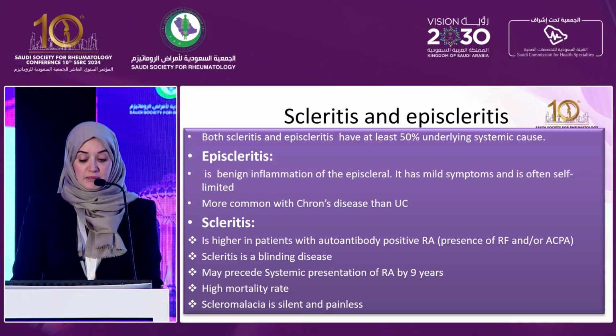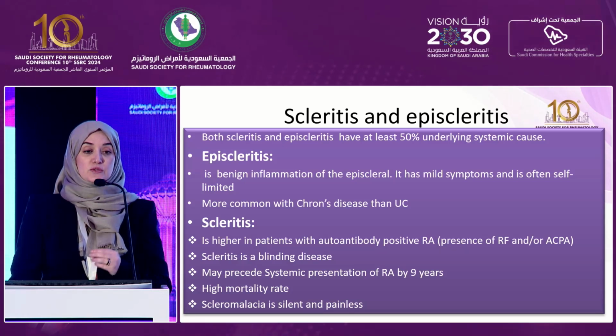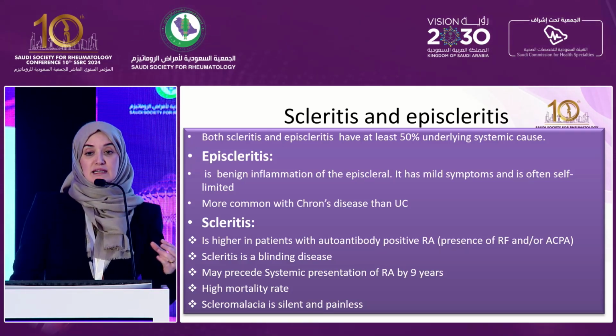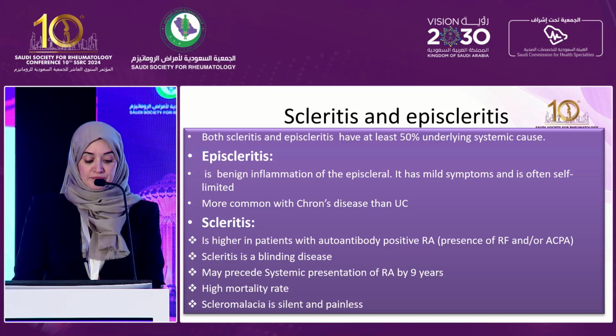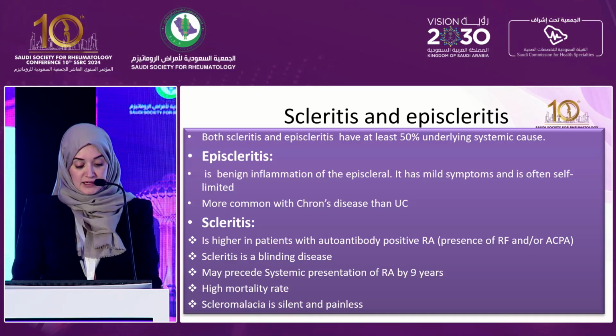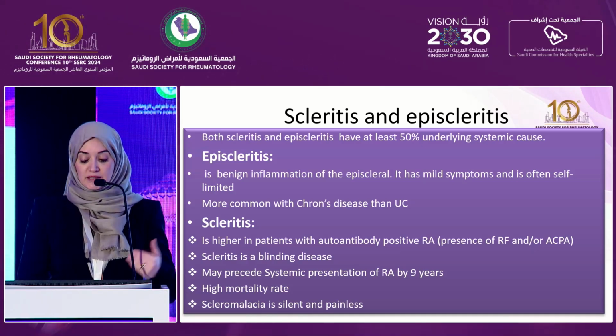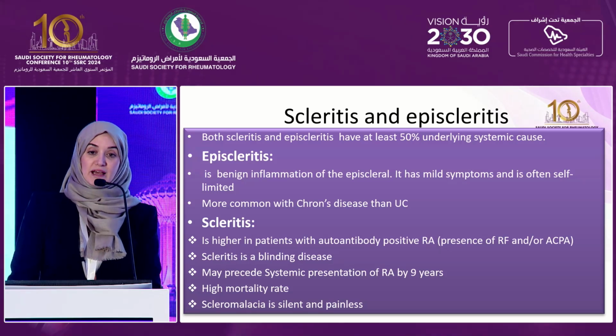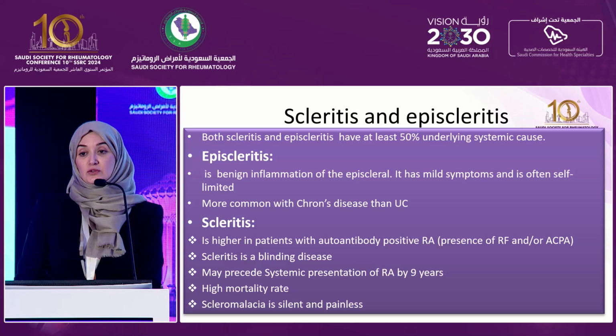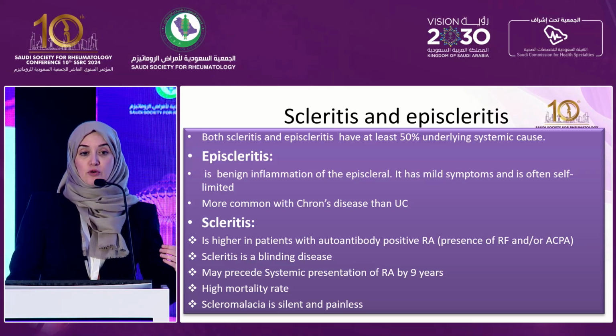Episcleritis is a benign inflammation. It has mild symptoms and is often self-limited, and it is more common in Crohn's disease than it is with ulcerative colitis. Scleritis, on the other hand: a patient who is autoantibody positive with rheumatoid arthritis will have a higher risk of developing scleritis, and unfortunately, if they do, this is a marker for mortality.